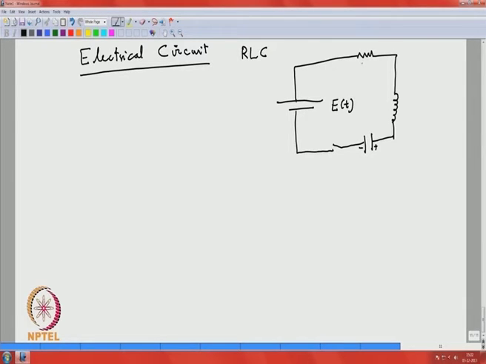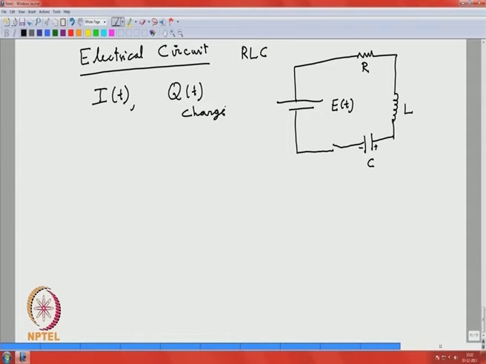So, you have your resistance here and you have the corresponding inductance here and you have your capacitance. What are the things you want to understand? The current I(t) at time t, and the charge, suppose q(t) is the charge at the capacitor. How do you model this one?